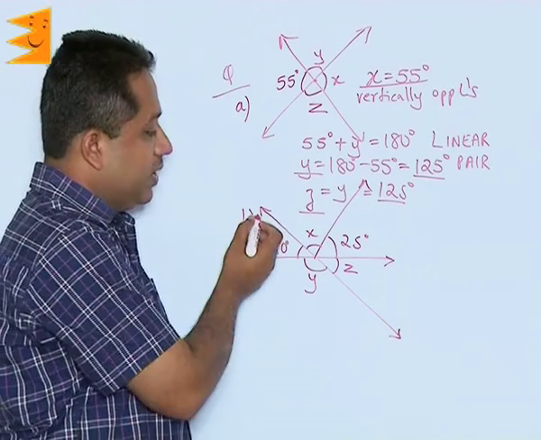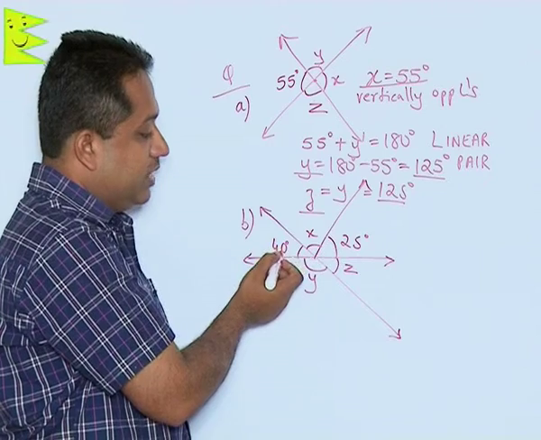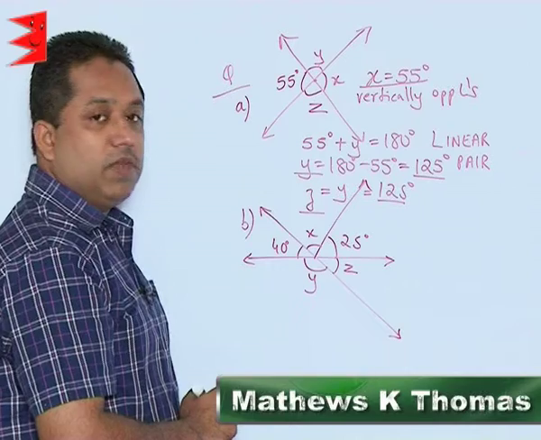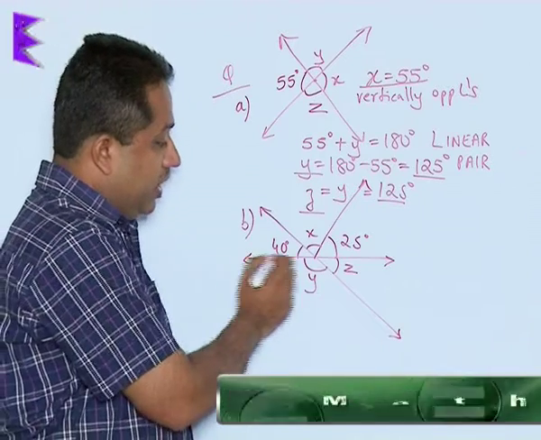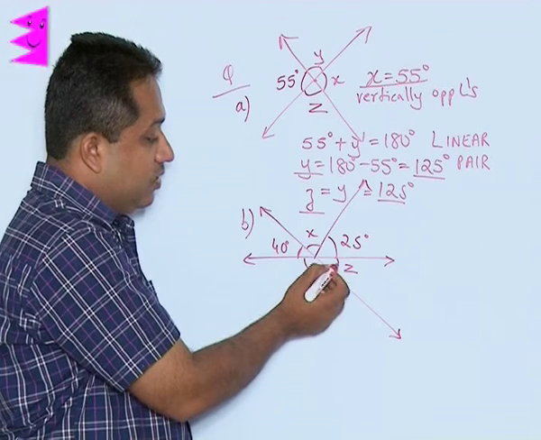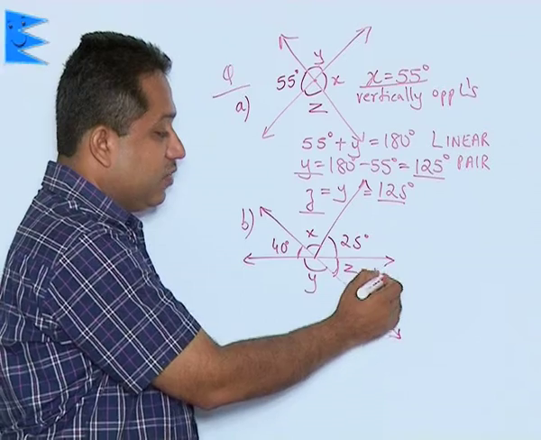Similarly, now in this particular question, again we are given some known values. One is 40 and 25, and there are some unknown values x, y, and z which have to be found out. Now here, looking at these two lines, this is 40 degrees, so z can be directly found out. We can say the value of z is 40 degrees.